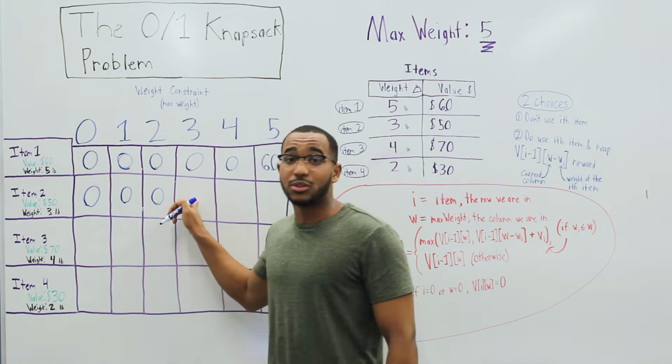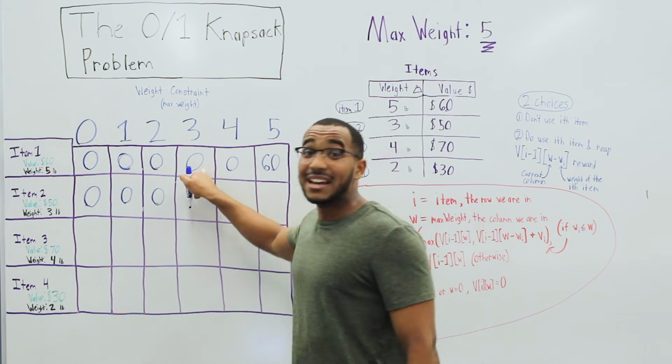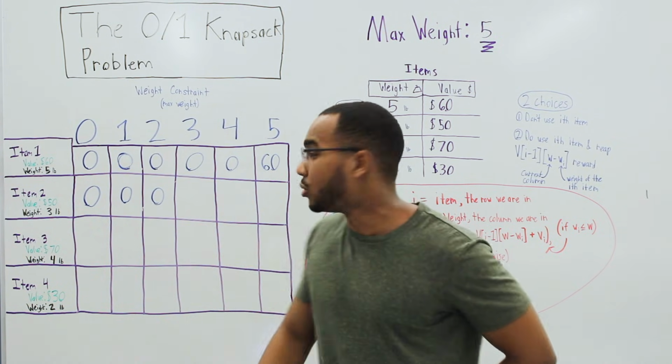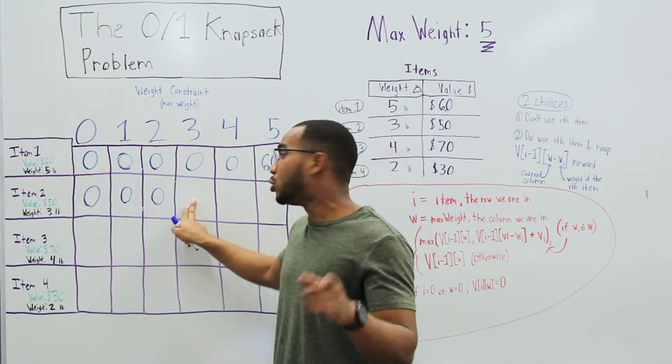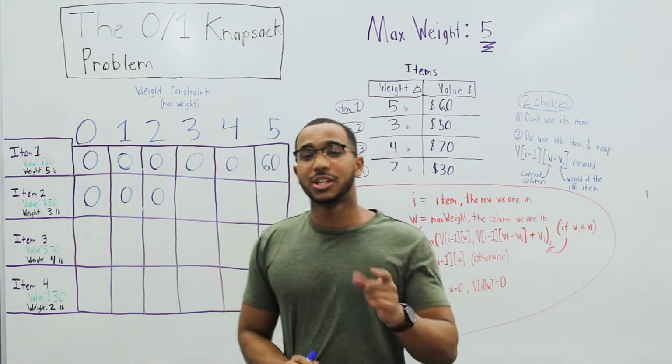So now we're at 3 pounds. We can consider item 2. So we have the choice between don't choose item 2. We can get $0. Don't choose item 2. We can get $0 for a max weight of 3. Or how much does item 2 weigh? 3. 1, 2, 3. We go up 1 row. Why did we just go up 1 row?